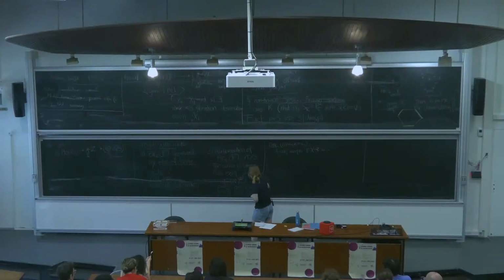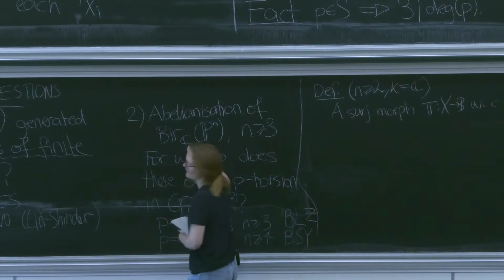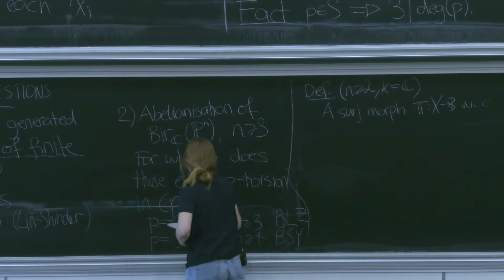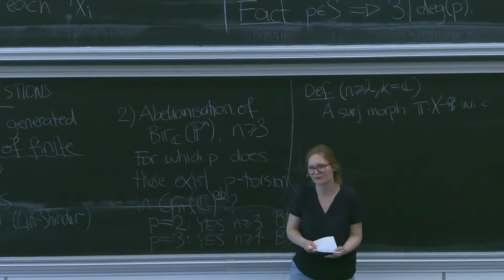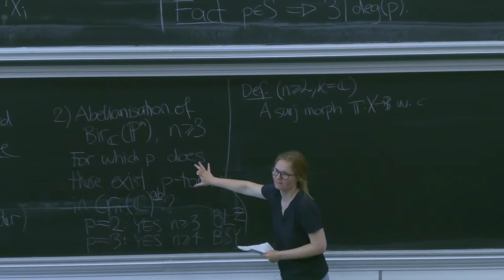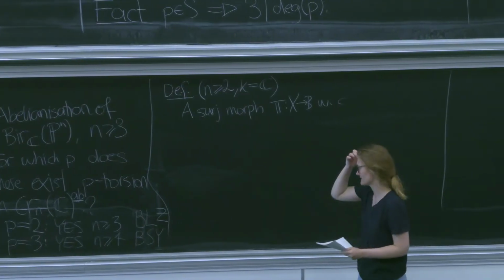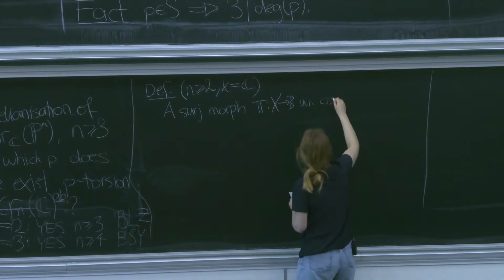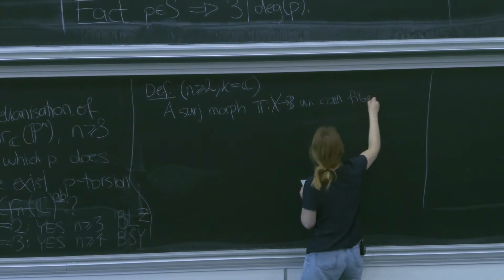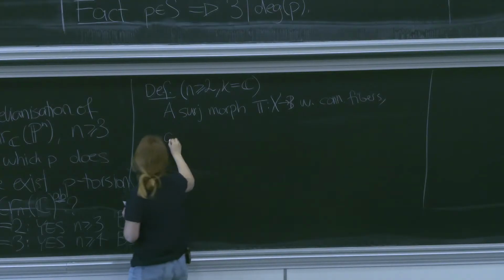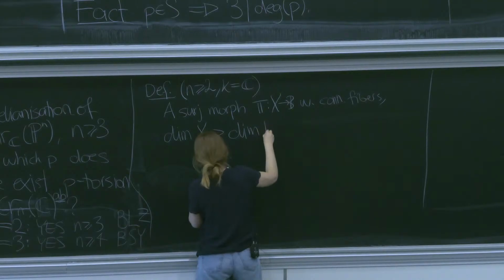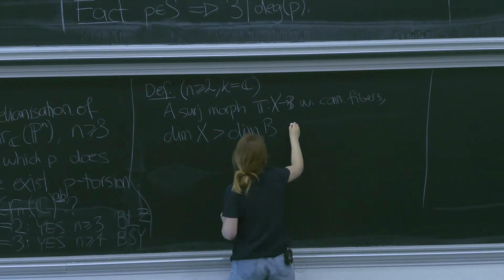Yes, here I do it for C. Thank you. Let's put C. Of course, one can ask the question over any field, and it would be interesting, but let's take C. With connected fibers, dimension of X strictly larger than the dimension of B is a rank R fibration.